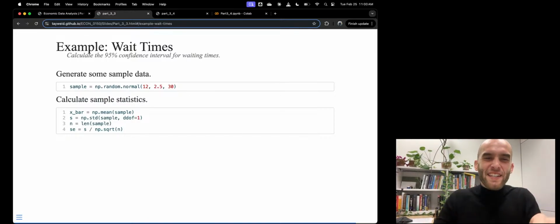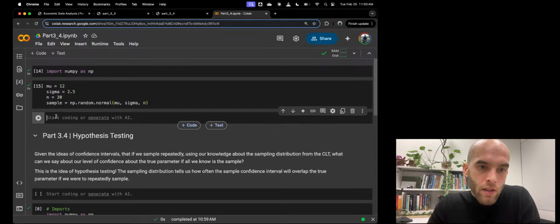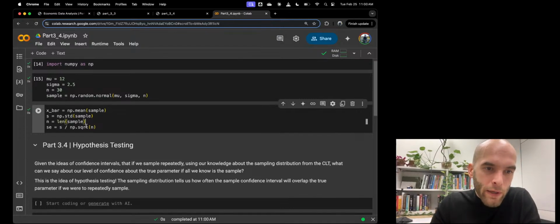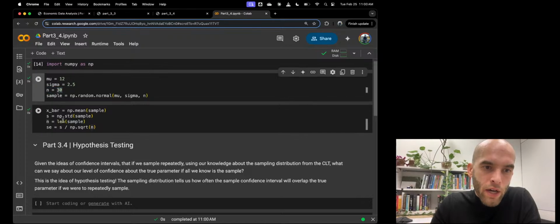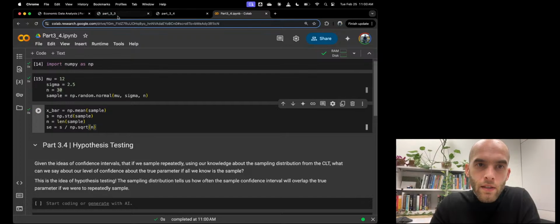So then what we're going to do next is calculate the sample statistics. So I'm just going to copy this over. So our X bar is just the mean of the sample. S is just the sample standard deviation. So we have this here, np.std, and let me just see if this runs. Yeah, we'll take the degrees of freedom out. N is just the length of the sample, so it's the same N as we've calculated here. And then the standard error is just S divided by the square root of N. So I'll just run all these things.